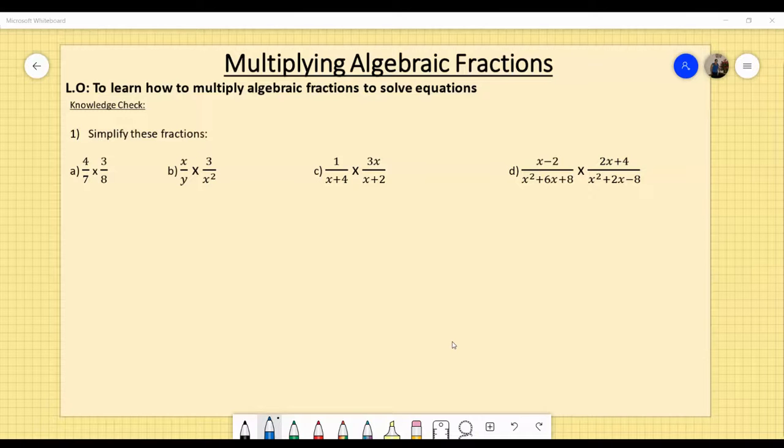Okay, so for the first part of the lesson today, we're going to have a look at how we multiply algebraic fractions. So there's a few questions there for you to try, give them a go, and then when you're ready for me to go through them, hit play.